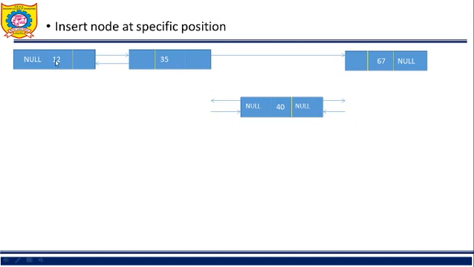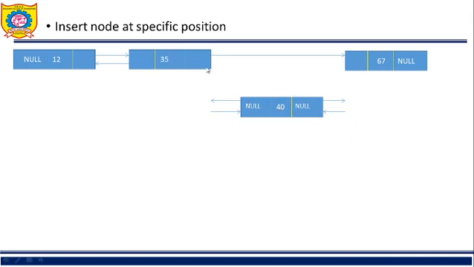If both conditions are true, then we go to the next node. Again in next, check whether ptr is equal to null. No. Whether ptr data is equal to 35. Yes, so one of the conditions is false, so we will exit from the while loop, and we get the node after which we want to insert this 40.